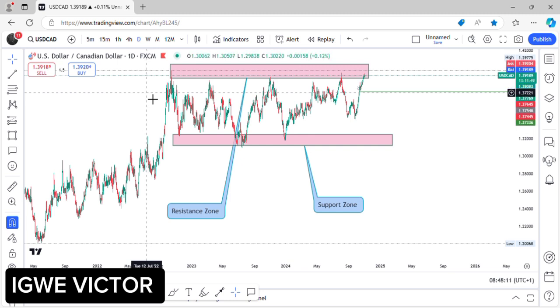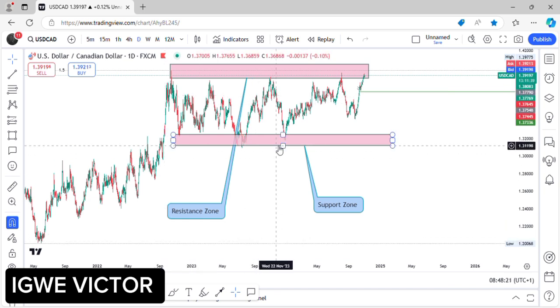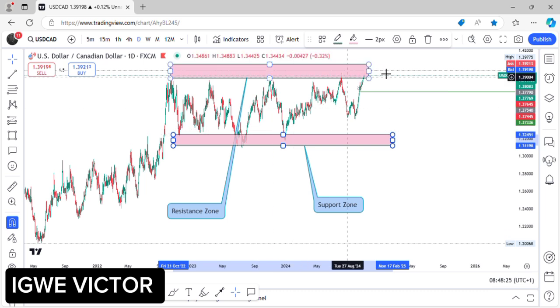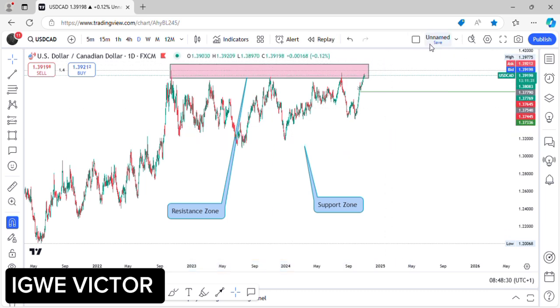So this is just how to spot and plot your support and resistance zone. I plotted this from the daily time frame. I'll be going to the lower time frame to plot it, which is the 4 hours. I'll be doing it gradually. You can see this is daily, and I'll be going to 4 hours now. So let me take this off.